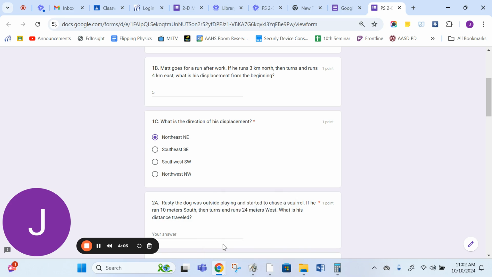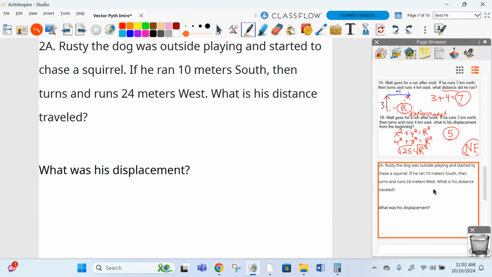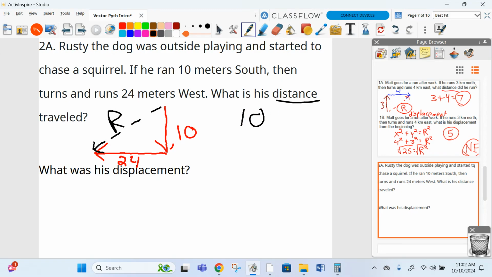We'll do number 2, Rusty the dog. Rusty the dog was outside playing. He started to chase a squirrel. He ran 10 meters south, then he turned and ran 24 meters west. So south is down, that's 10. Turns and goes west, that's 24. And our resultant, always drawn from the beginning, is there. Distance, 10 plus 24 is 34 meters.